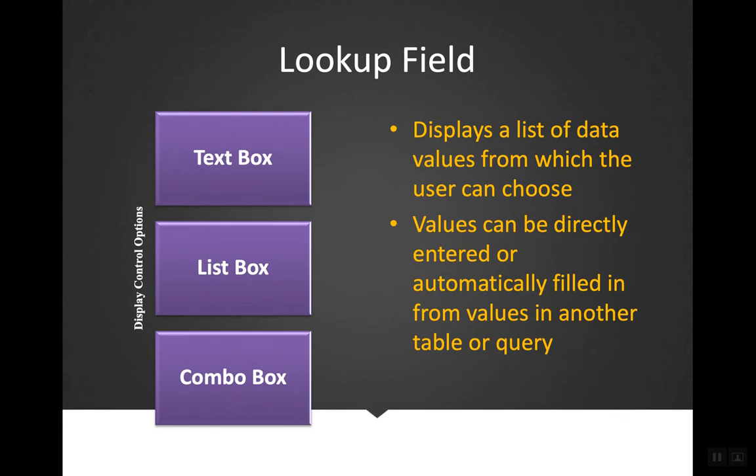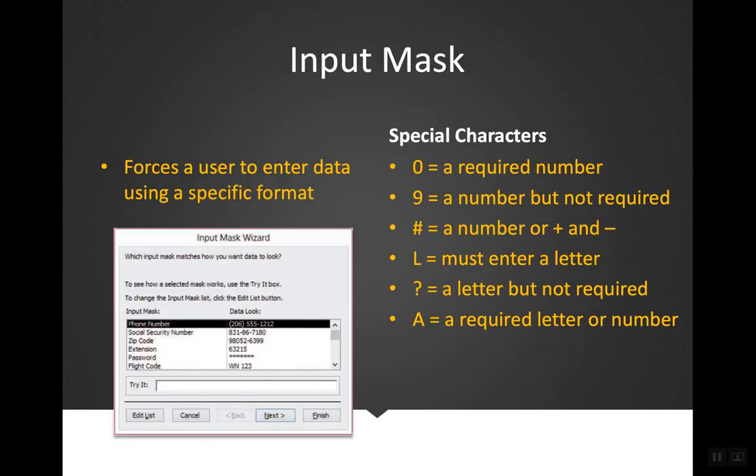Okay, lookup fields. A display list of values from which a user can choose, or which can be directly entered. Once again, these are Access types of functions, display control options, which are specifically designed to help streamline and present a list of valid entries, as opposed to simply letting somebody key whatever they want in and going back to validate it. Input masks basically describe what a field would look like.